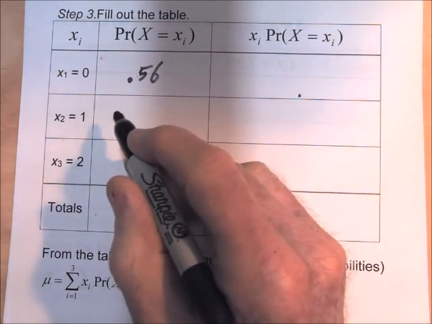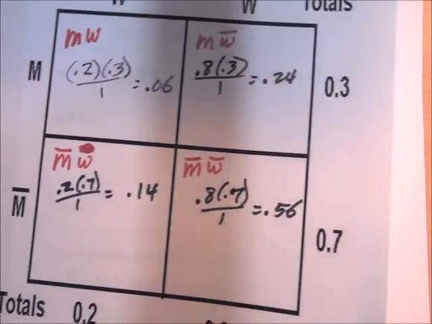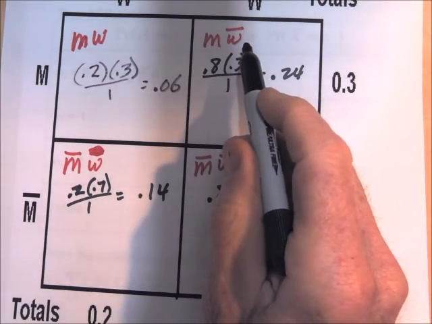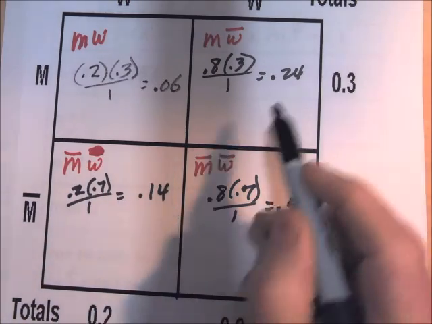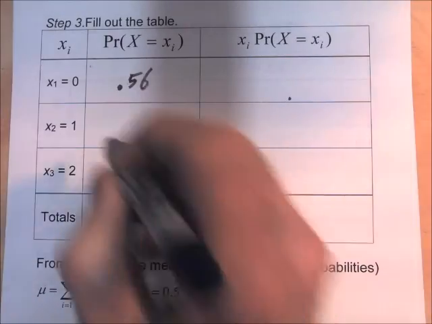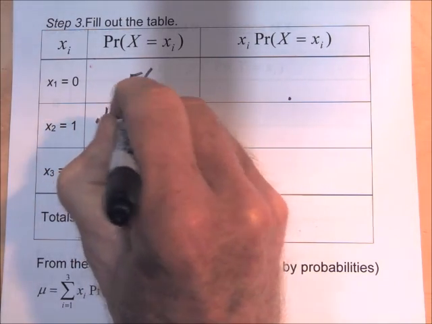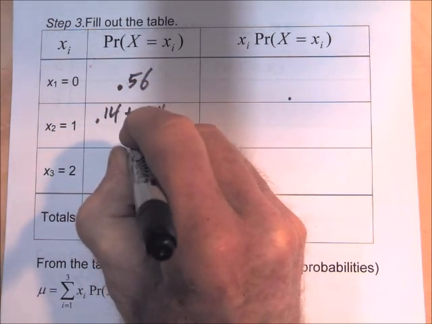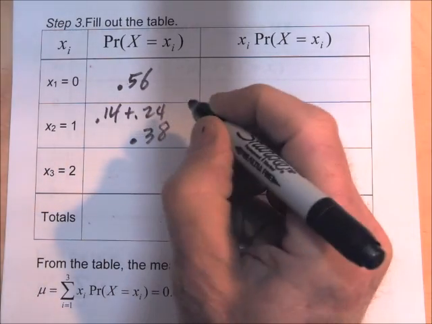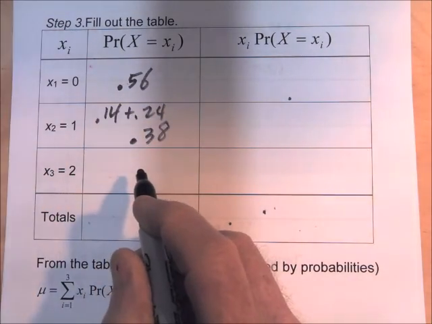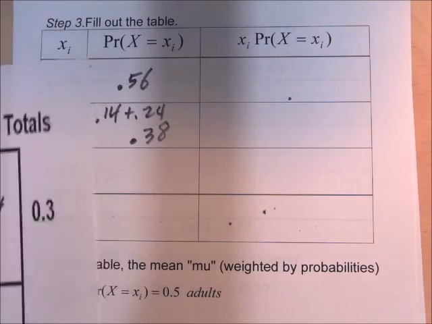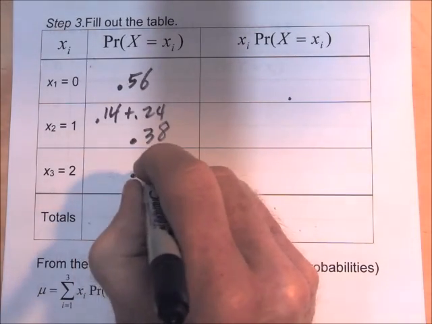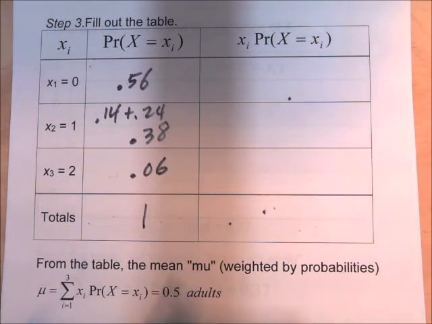And the probability X equals 1, well, there are two ways that can happen. The man is hypertensive, the woman is not, or the man is not hypertensive, the woman is. So it's going to be 0.14 plus 0.24, which would be 0.38. And then the probability X equals 2, they're both hypertensive. That's going to be the 0.06. The man is hypertensive, the woman is hypertensive. And if we did everything correctly, these should add up to 1. You can use that as a check.